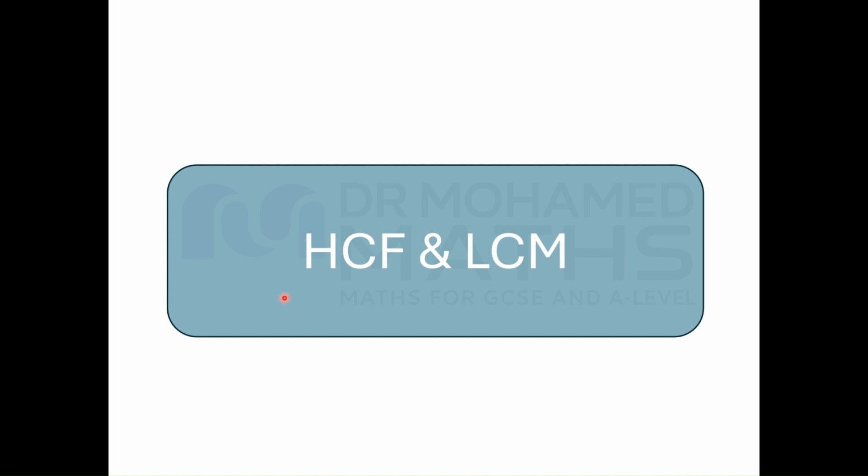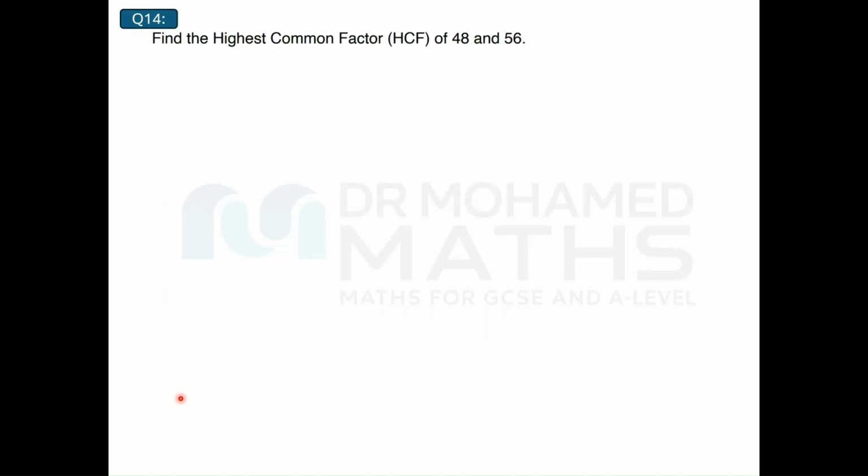And carry on for the following question, which is about highest common factor and lowest common multiple. So for question 14, find the highest common factor of 48 and 56. The best way to do this one is to use the prime factor tree, and you're going to use this method in your GCSE as well.